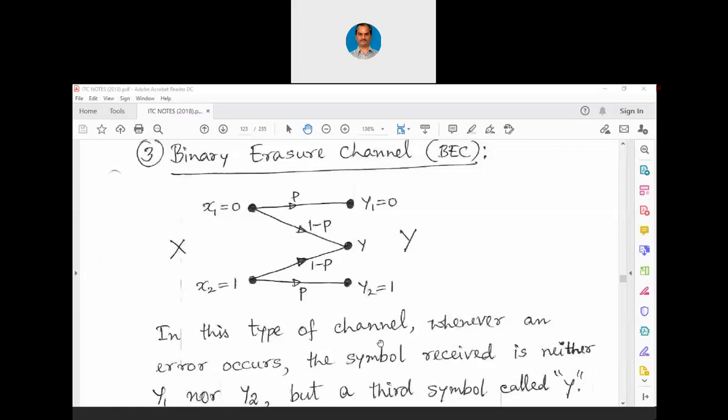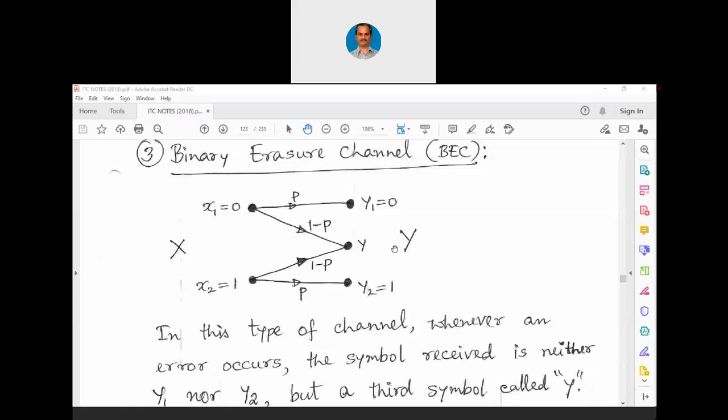In this type of channel, whenever an error occurs, the symbol received is neither Y1 nor Y2, but a third symbol called Y. Whenever an error occurs, there is another symbol defined at the destination called Y, and this will be received. This channel itself is now a special channel, which means there is an additional symbol defined at the receiver.